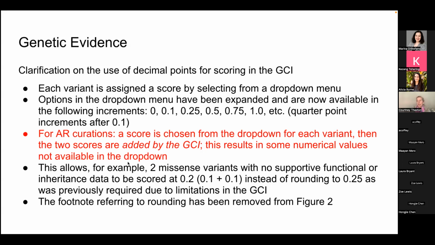For this particular example, for numerical values, you can have 2 missense variants, right, with no supportive functional evidence or inheritance data, and that will be scored at 0.2 points, and it will stay there. It's not going to round up to the 0.25. However, if this is something your group wants and you want to change it, you are welcome to do so. We also updated the footnote just to refer to the types of rounding that happen within the gene curation interface.